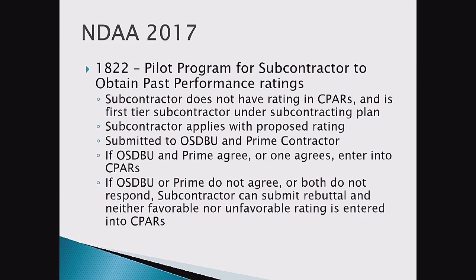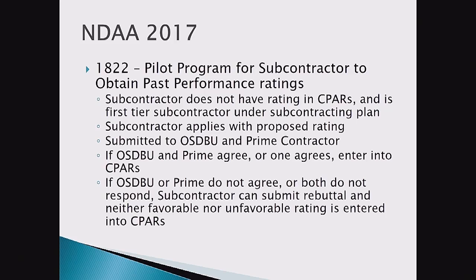A new thing that we're going to have to work on allows a subcontractor to get past performance for performing a subcontract, and that it has to go into the CPARS system. If a subcontractor has never had a prime contract and never got a rating in CPARS, and they're a first-tier subcontractor, and there's a subcontracting plan in place, they can apply. They come up with a proposed rating, they submit it to the OSDBU and the prime contractor, and then based on what the OSDBU and the prime come up with, it may be entered, or there may be a way to not enter it, and there'll be a rebuttal.